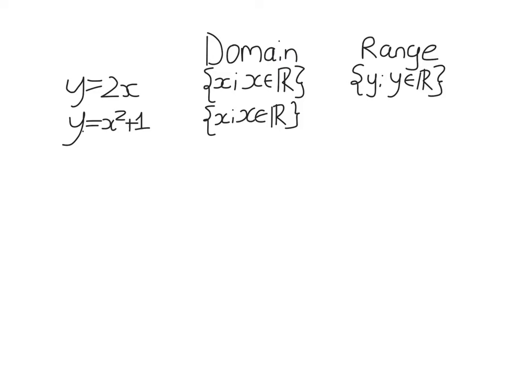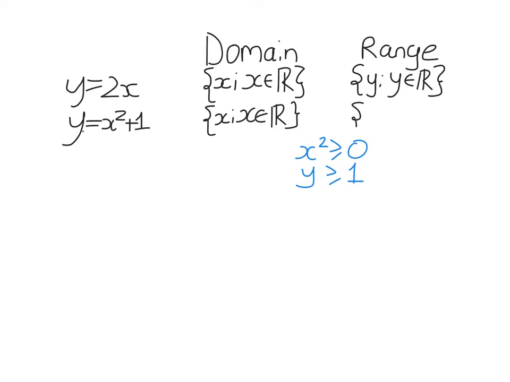So the reason for that is x squared here must always be greater than or equal to 0. Whenever you square a number, it's never negative. So x squared plus 1 must be greater than or equal to 1. But this here is just y, so I can rub it out and replace it with y. And that's how I find the range.